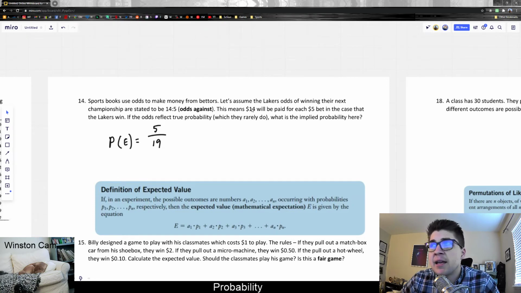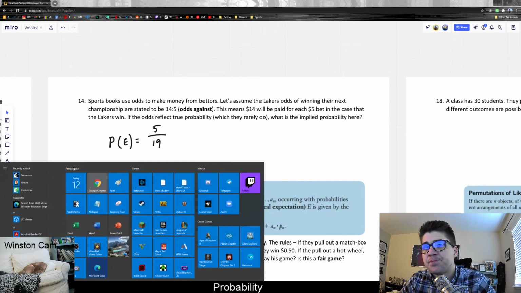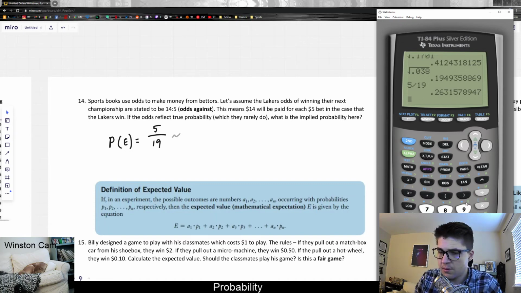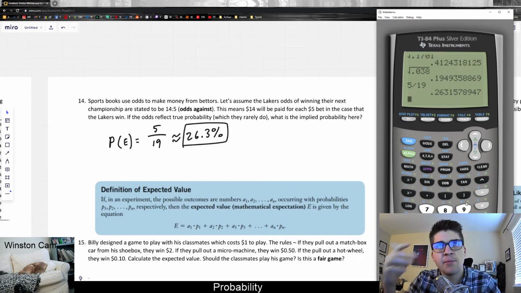Since you're going to get paid a lot more money than the amount you bet, you would imagine that the probability that the Lakers are going to win is less. And that's why this is odds against, because they're paying out in the case they lose. Anyways, if we look at 5/19 and calculate that percentage, that would give us an answer of about 26.3%. And so that would establish a percentage for what the sports books are assuming the Lakers' probability of winning the championship is.